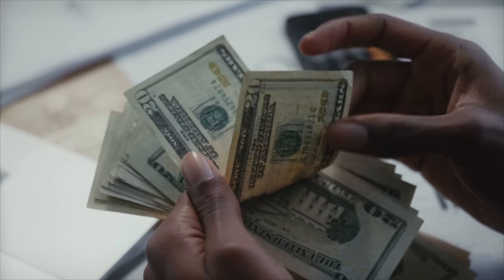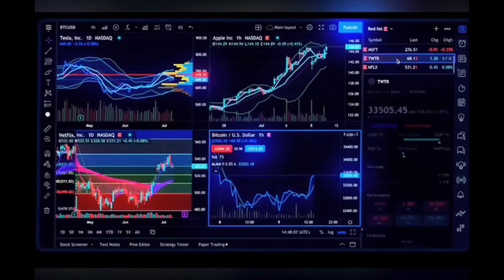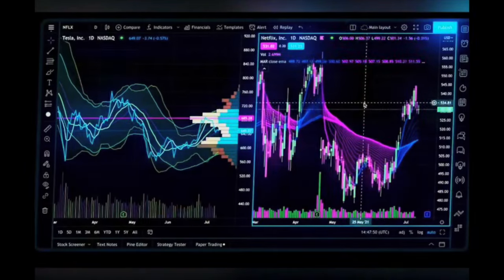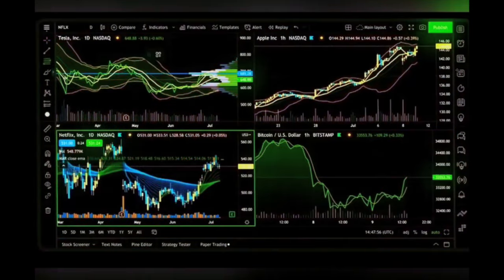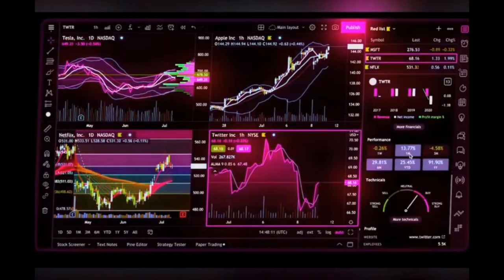Position sizing. Never risk too much on a single trade. Stop loss order. A predetermined exit point that limits loss. Diversification. Spreading investment across different assets to reduce risk. Emotional discipline, avoiding revenge trading or impulsive decisions after losses.